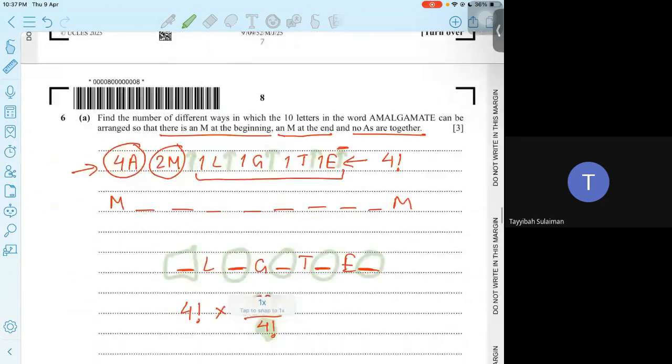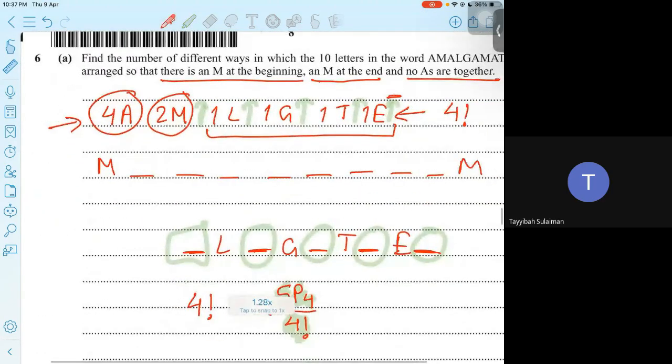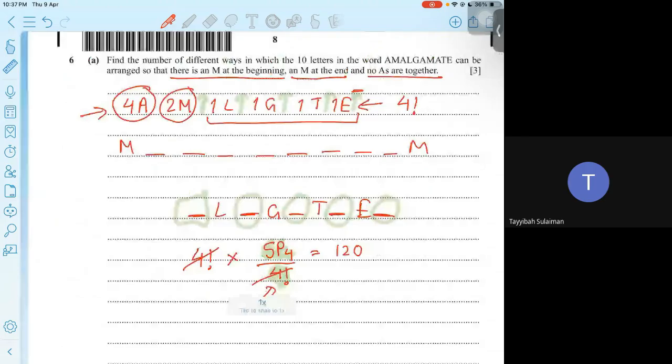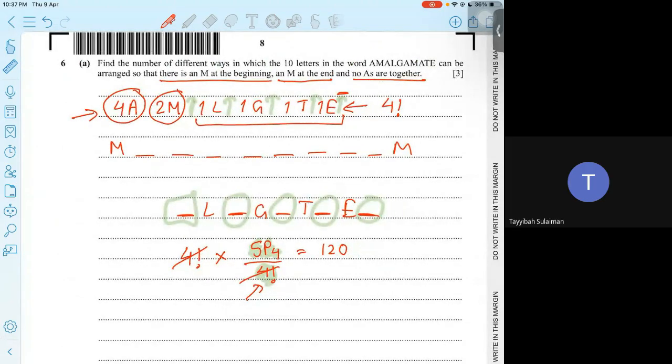because my A's are all, sorry, my A's are all identical. So in order to sort that, I have to divide by 4 factorial as well. So this and this get cancelled out, and 5P4 is, I think, 120. So that should be the answer. Do we get the same answer?